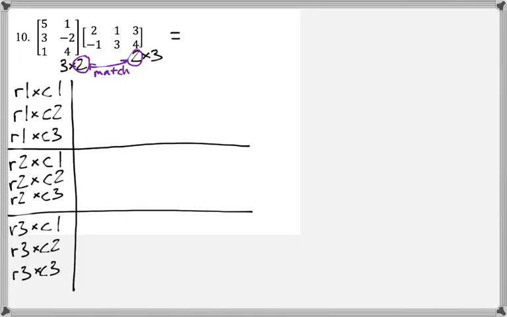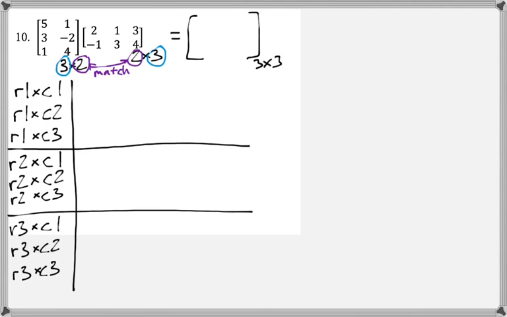On number 10, we are multiplying the two matrices by hand. And as you can see, I've already labeled my dimensions and shown that the inner dimensions match. So we can multiply these, and I've already labeled all of the different row times column multiplications that we need to calculate. So the outer dimensions of the matrix multiplication are 3 by 3. So my answer matrix is going to be a 3 by 3 matrix.